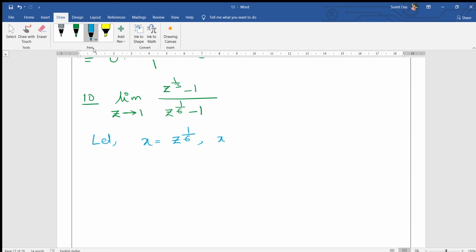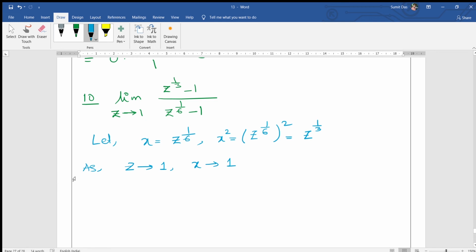So what is the value of x square? The x square value will be z to the power 1 by 6 whole square. You can see 2 and 6 will cancel, it will be z to the power 1 by 3. So we got x square equal to z to the power 1 by 3, which is situated in the function. As z tends to 1, x will also tend to 1. Why? Because z to the power 1 by 6 is 1 to the power 1 by 6, and 1 to the power 1 by 6 equals 1.